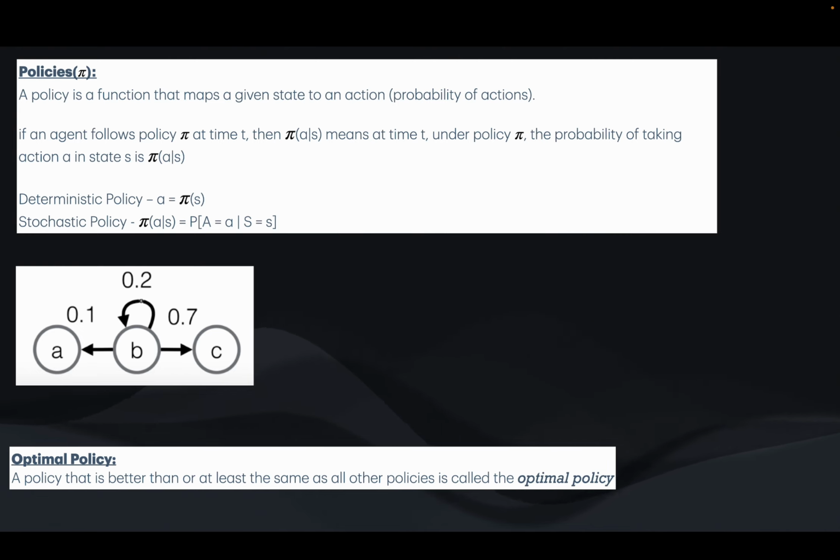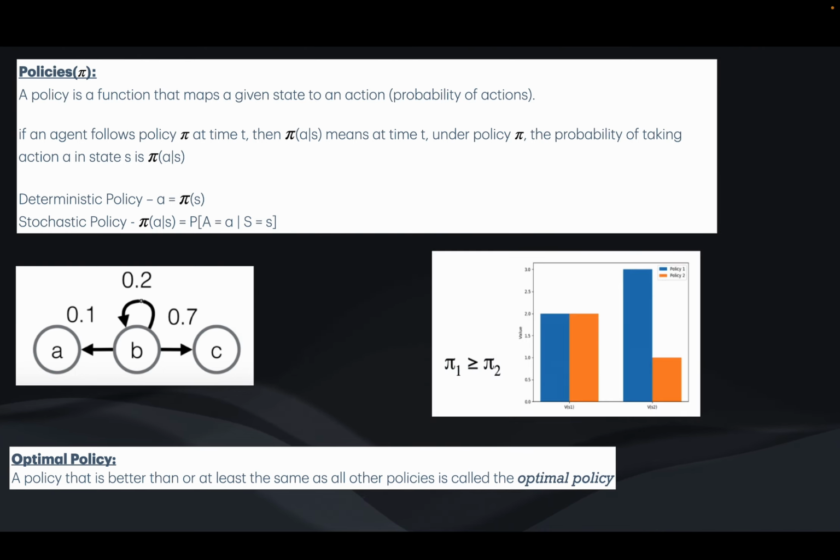In all of this reinforcement learning, the main aim or objective is to find the optimal policy. An optimal policy is a policy that is better than or at least the same as all other policies. Suppose we have two policies, pi1 and pi2, and two states, s1 and s2, and we also know the value functions for each of these states under policy 1 and policy 2.